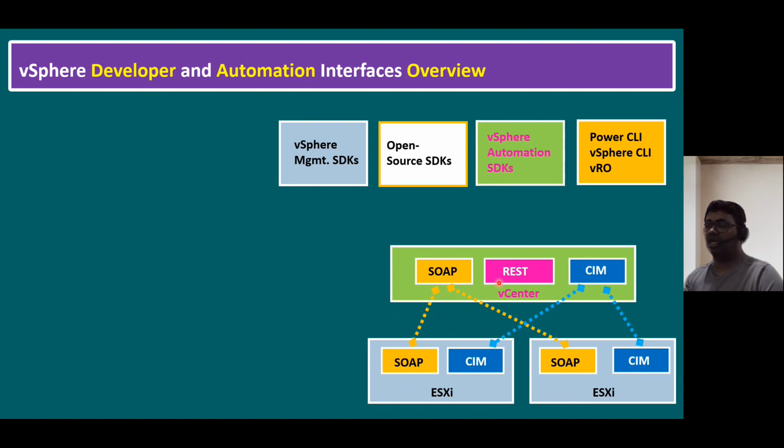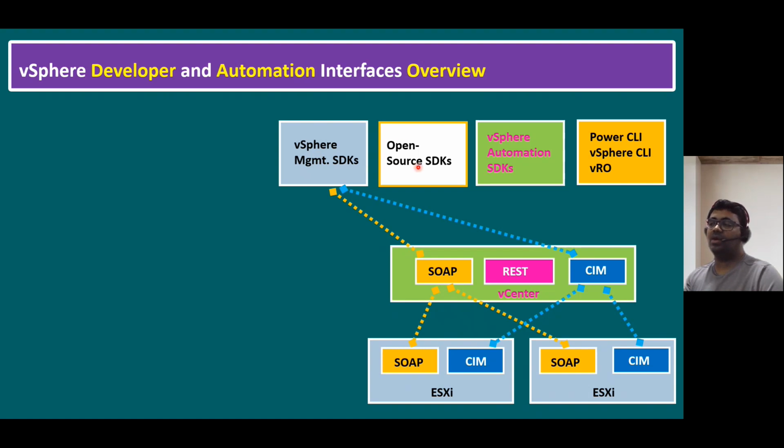As I mentioned in our architectural components, we have additional software development kits. I mentioned those kits in four parts. The first one is the vSphere management SDKs. These management SDKs are specifically for communicating with only two interfaces, SOAP and CIM. So I highlighted the two communications only for the management interface.